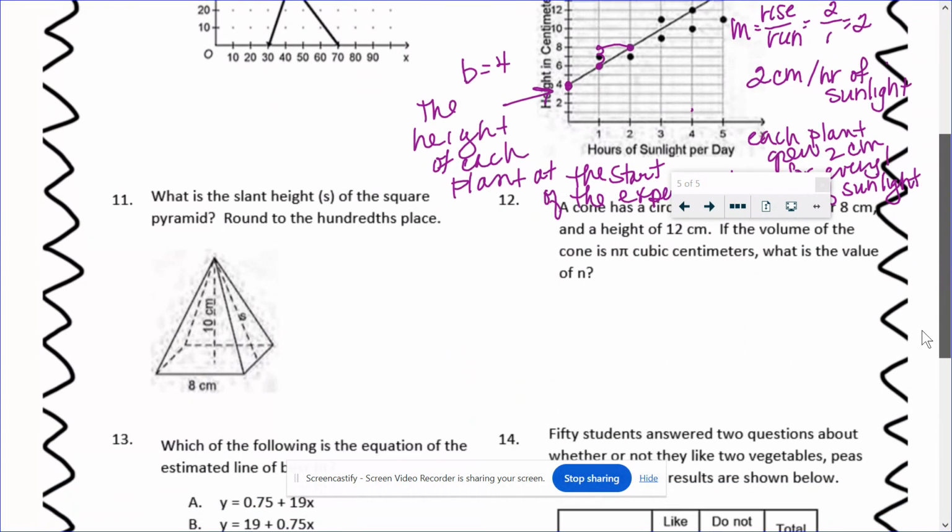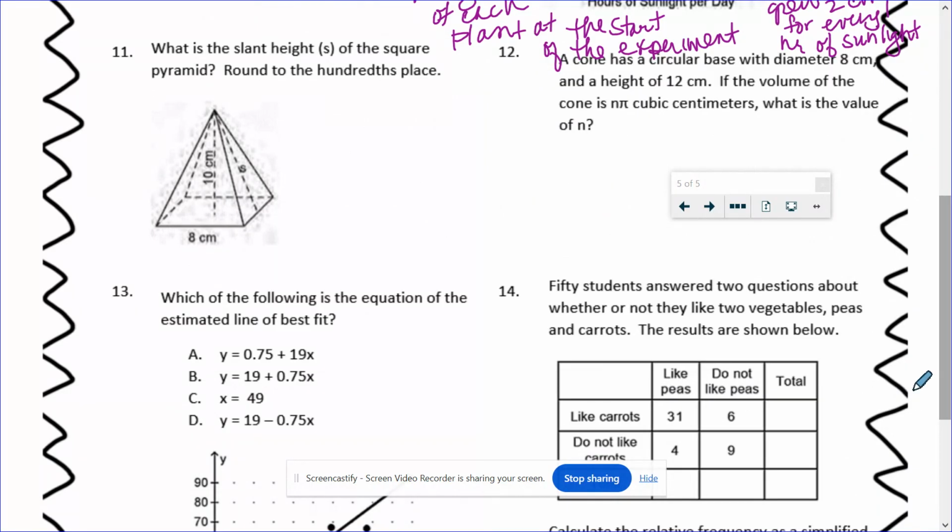Number 11, what is the slant height of the square pyramid? So this is the slant height right here, okay? So that is our slant height. If you don't recognize it, this is actually going to be a right triangle. So let's just take it out of that pyramid so it's easier to see. So we're trying to find this side here, which is my slant, and it's also going to be side C because it's across from the right angle. And this length right here is only 4, not 8. 8 goes all the way across.